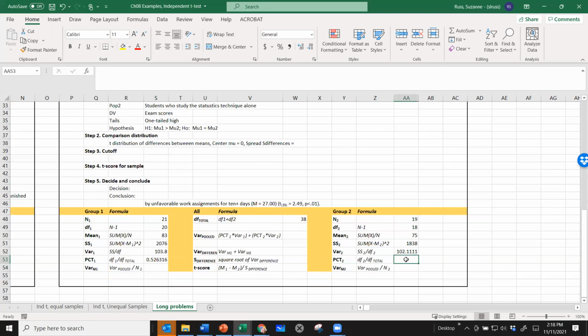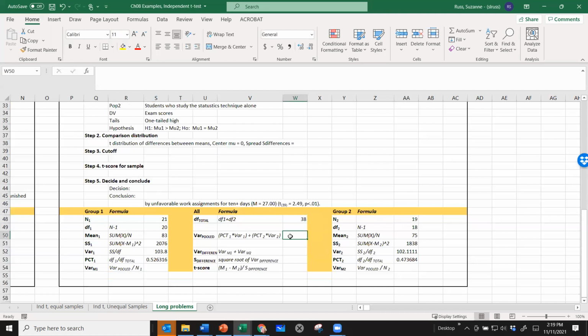Let's do the same over here. Equals degrees of freedom 2 divided by degrees of freedom total. And we get about 47%, which should add up to 100. So it's all looking really good so far. So now we know the percent. Let's go ahead and figure out this pooled variance, because that's our next step.